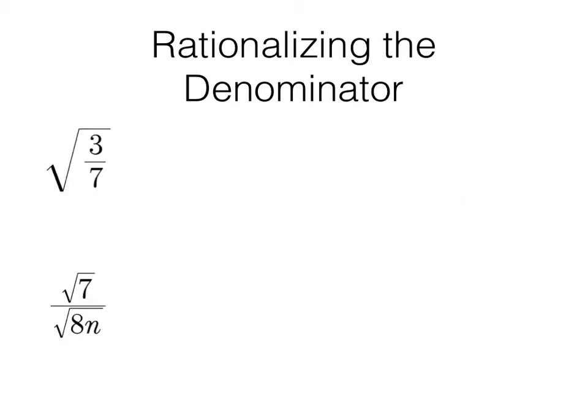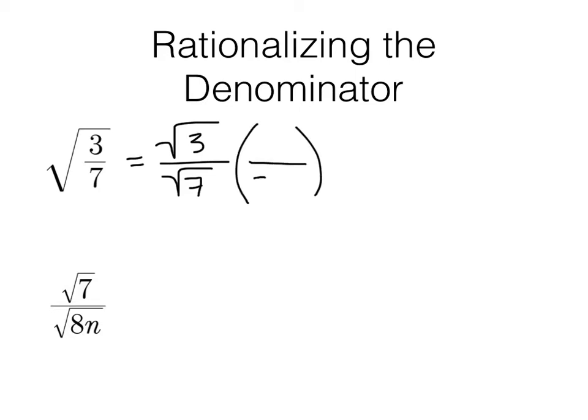Okay, so for this first one, we're going to break it apart first, and then we'll simplify it by rationalizing the denominator. So, root 3 over root 7. And what would I multiply the numerator and denominator by? Hopefully somebody out there in video land said root 7 over root 7. And that rationalizes the denominator.